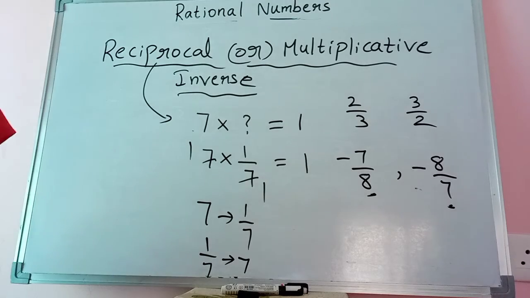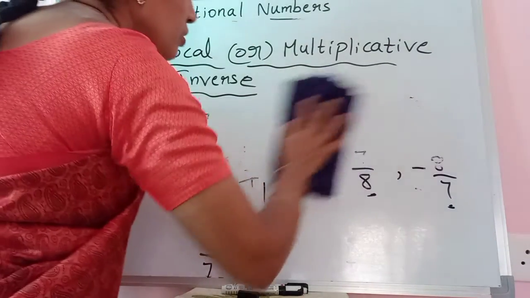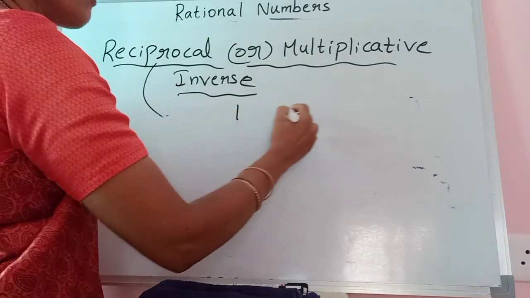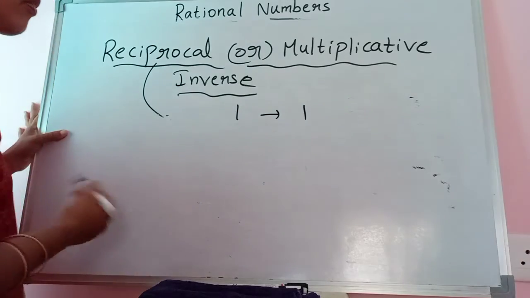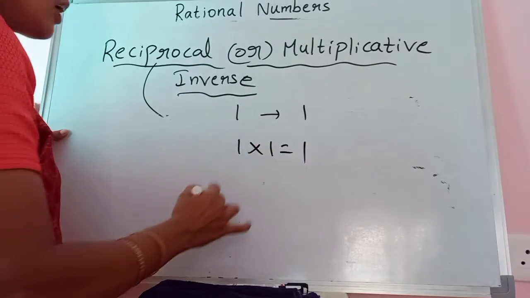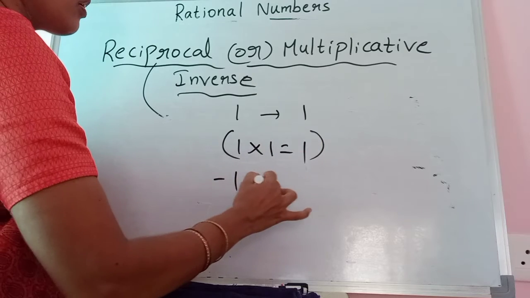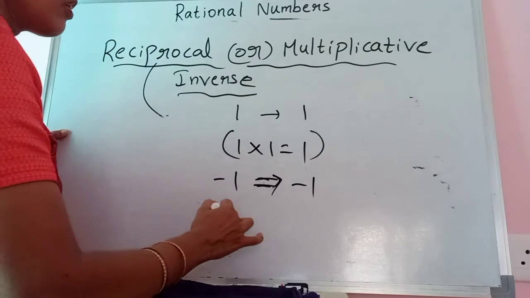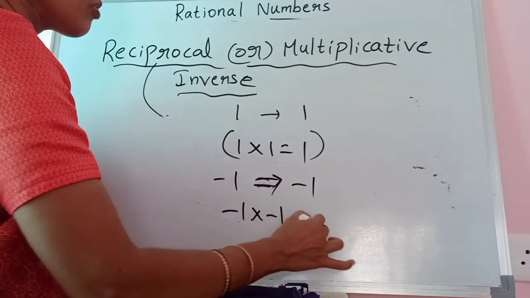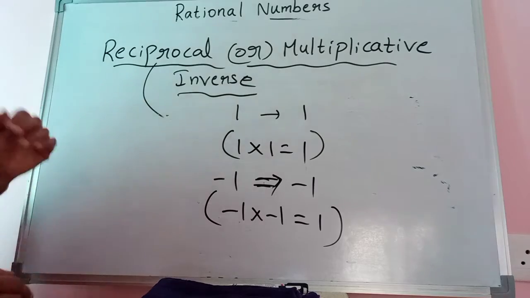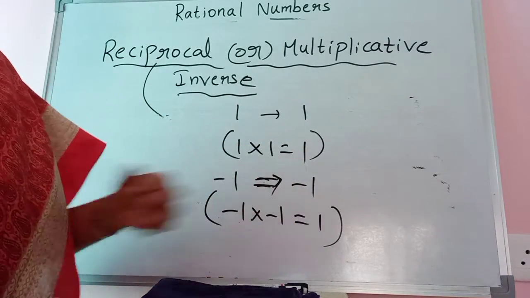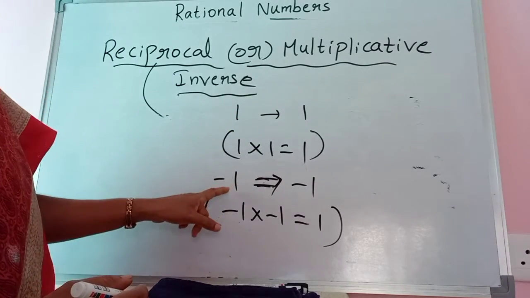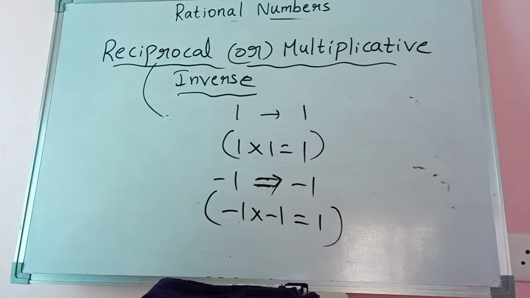Now what is the multiplicative inverse of 1? Yes, the multiplicative inverse of 1 is 1 itself. Why? Because their product gives 1. And the multiplicative inverse of minus 1 is minus 1 itself. Minus 1 into minus 1 gives 1. For the rational numbers 1 and minus 1, their reciprocals are also the same. Reciprocal of 1 is 1 itself. Reciprocal of minus 1 is minus 1 itself. You have to remember this.